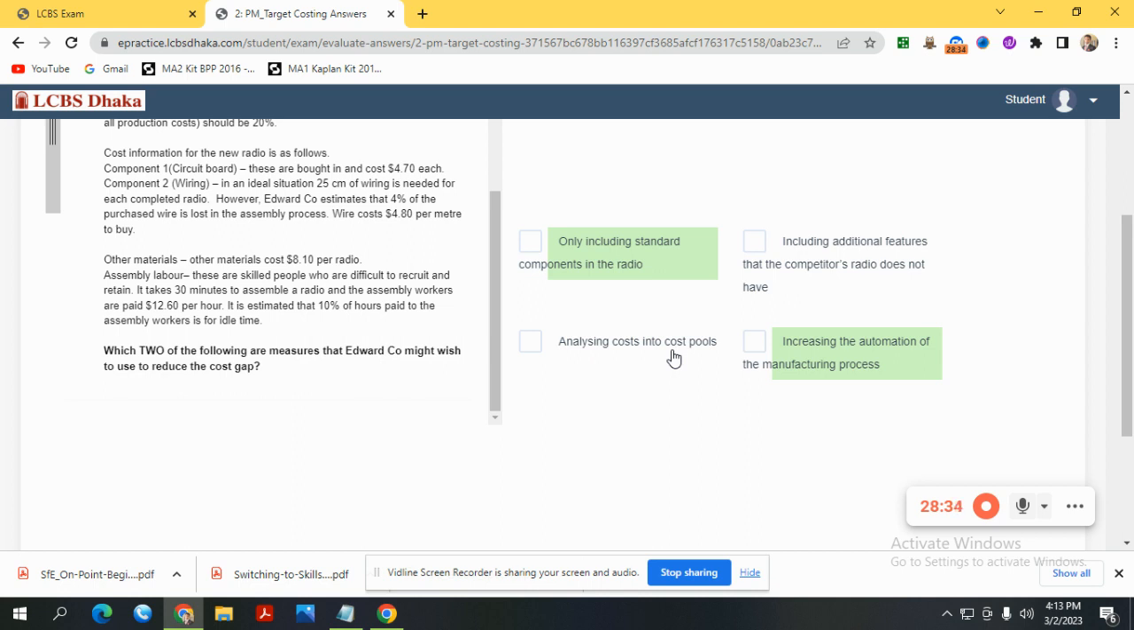Analyzing cost into cost pools, you notice this in ABC costing. Creating cost pools or assigning them to a driver does not help reduce cost in any way. It just helps us analyze it. Dividing cost into pools or by cost drivers doesn't reduce any cost whatsoever. So this is also not a valid option. Increasing the automation of the manufacturing process. With automation, maybe my labor cost would fall, and that could be a valid way of reducing the cost gap. So the correct answer is using standard components and increasing the automation.